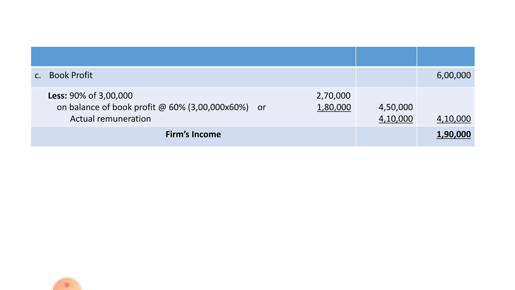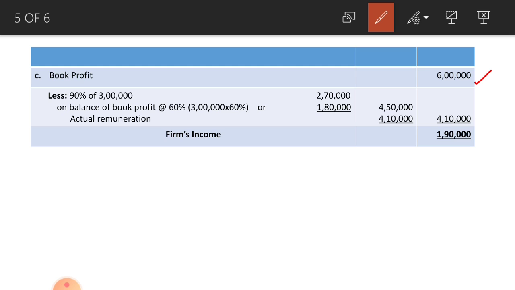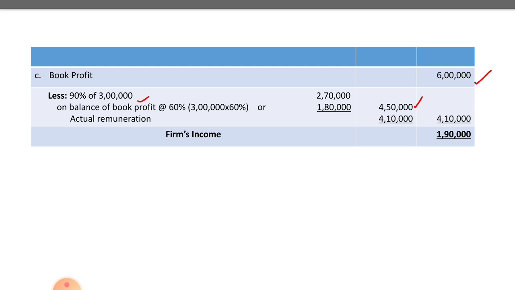Here 2,70,000 is more, and on balance of book profit 60%. That is, from the 6 lakhs book profit you have to deduct the first 3 lakhs you considered for 90% calculation. The balance is 3 lakhs. On that 3 lakhs 60% you have to consider, that amounts to rupees 1,80,000. So the total of this percentage on book profit amounts to rupees 4,50,000, or actual remuneration 4,10,000, whichever is less. Here you have to consider 4,10,000, that is, actual remuneration paid is less.